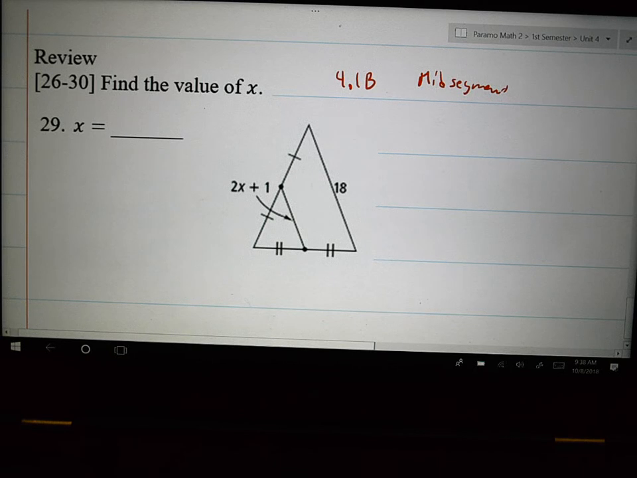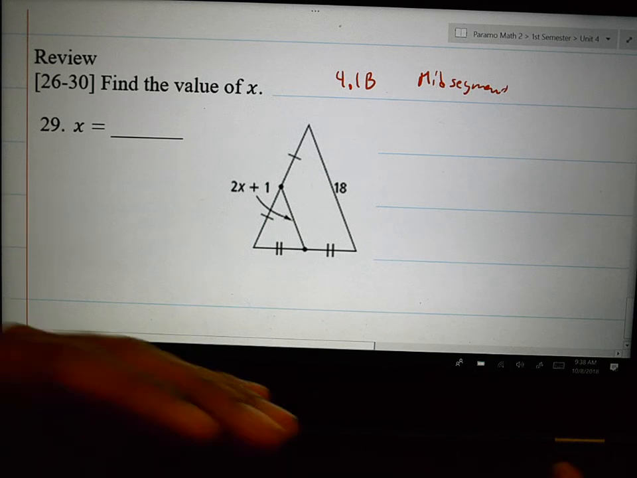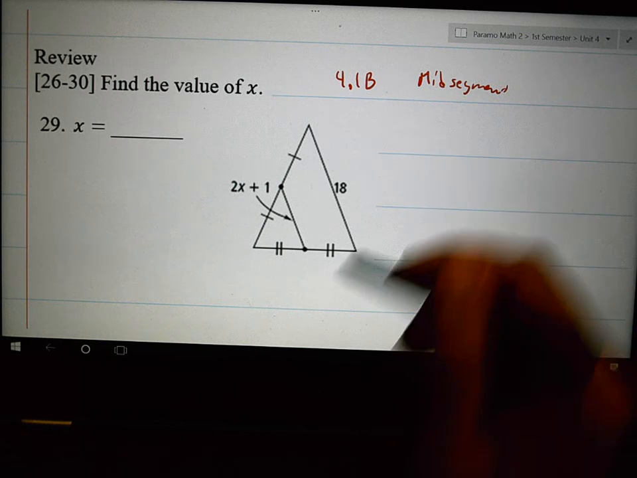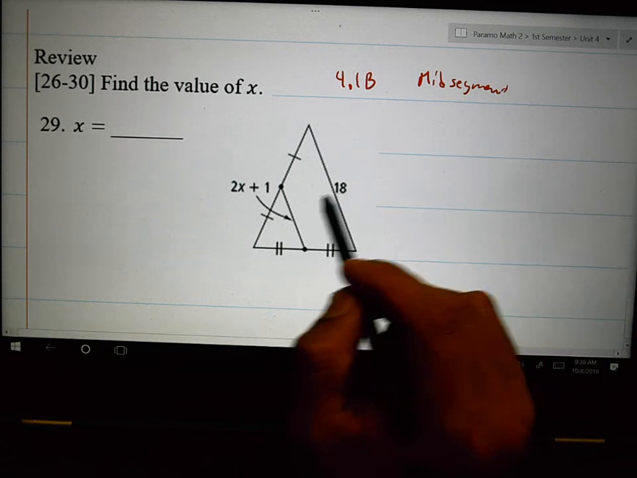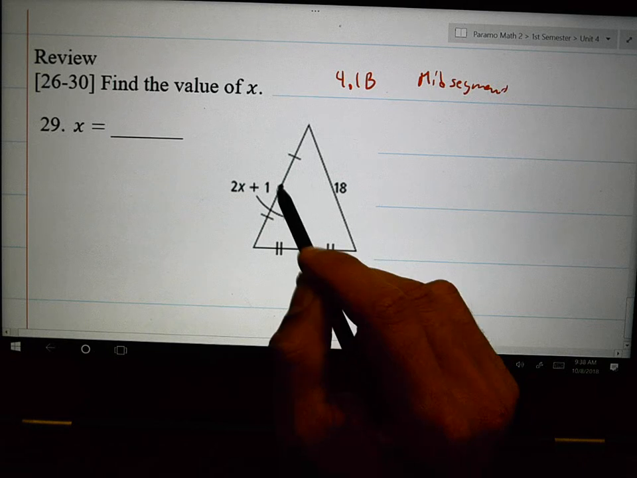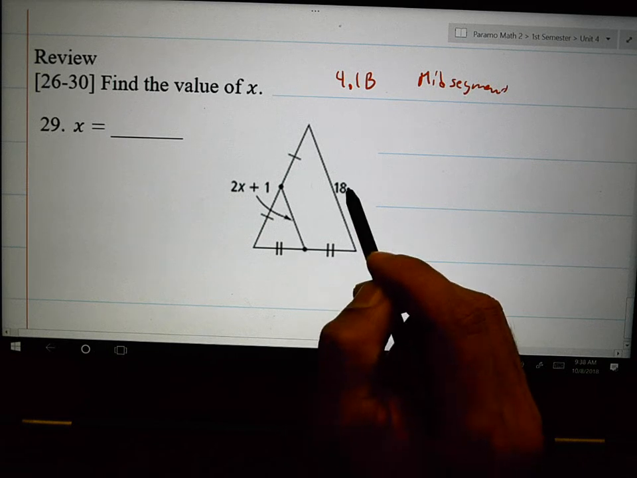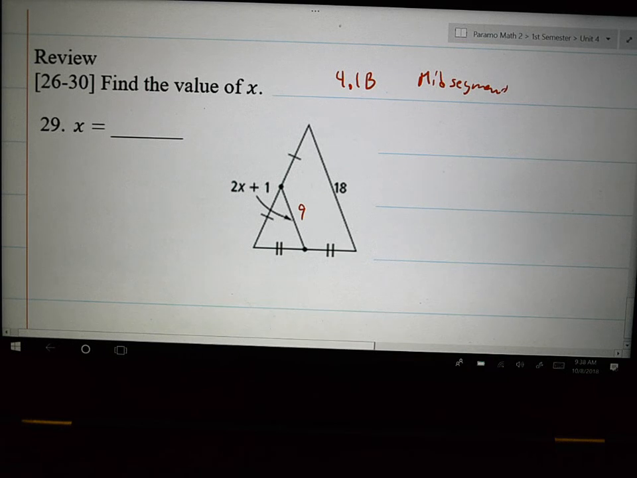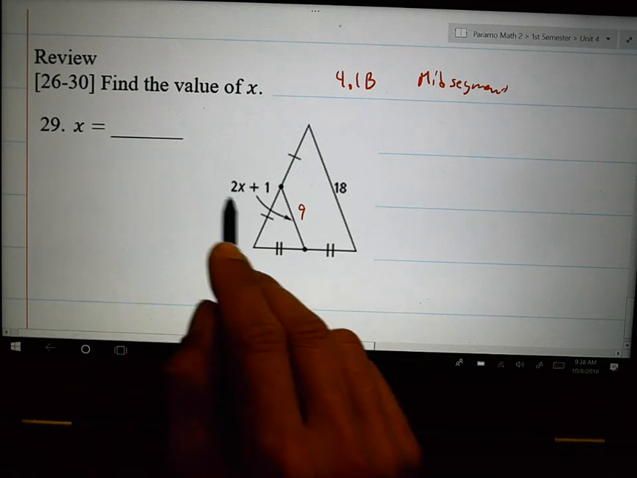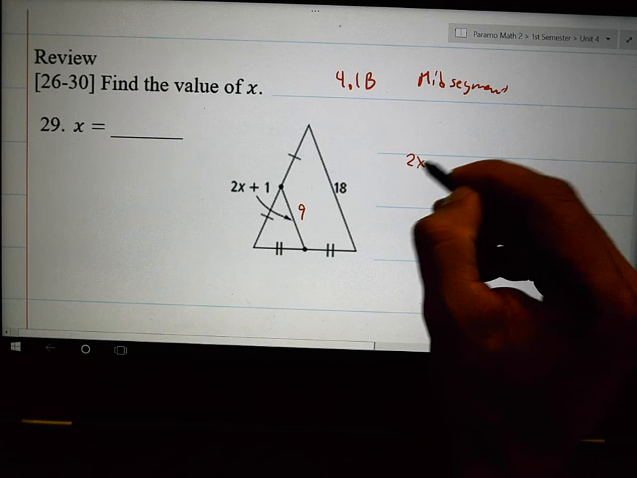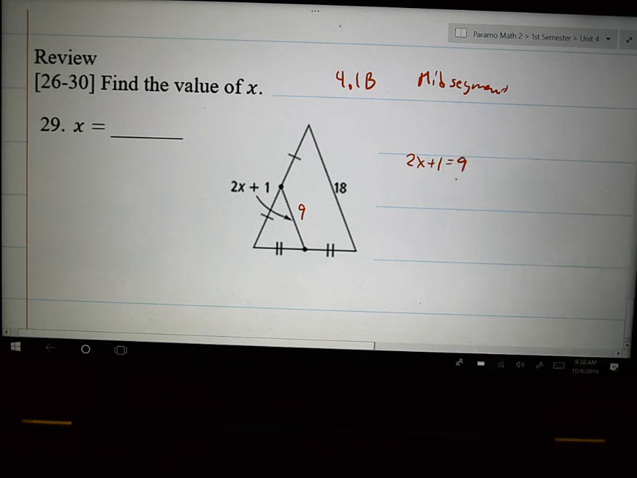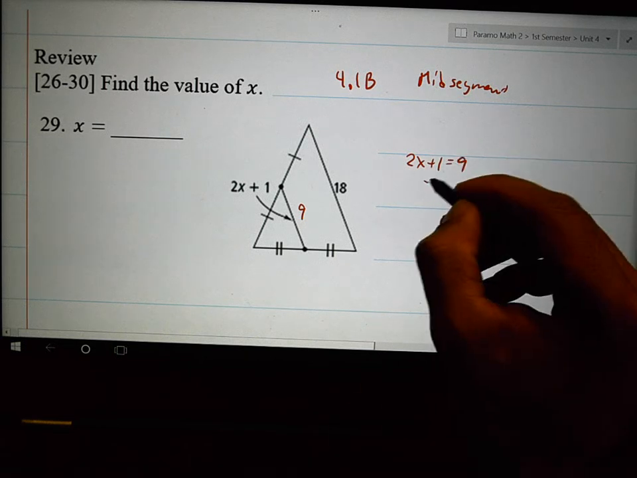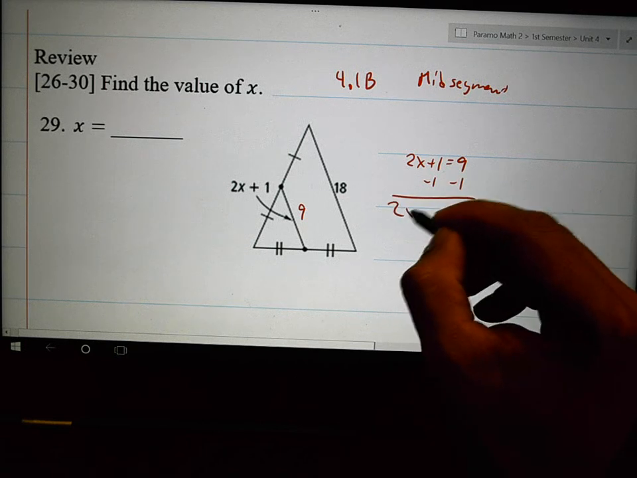Mid-segments are half of the side they're parallel to. If this is 18, then you should know how long this mid-segment is. If this is 18, this is what number? Say it out loud. 9. Well, how do we figure out what x is? Well, you take the 2x plus 1, and it's supposed to be equal to 9, and then we can solve that to figure out how long x is.